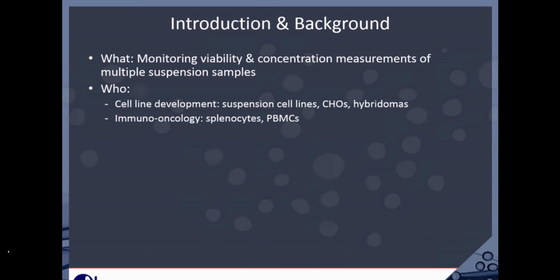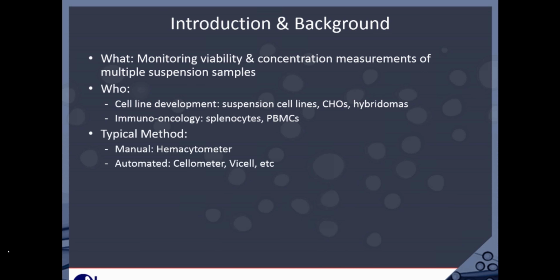People doing cell line development might be growing their cells out in shaker flasks or roller bottles, and they need to monitor their viability and cell concentration to see when they need to passage and feed. So this type of application is useful because they have tons of cell lines that they need to monitor.